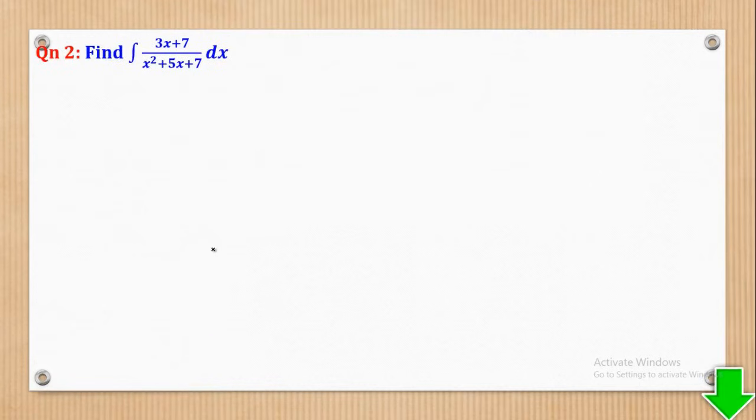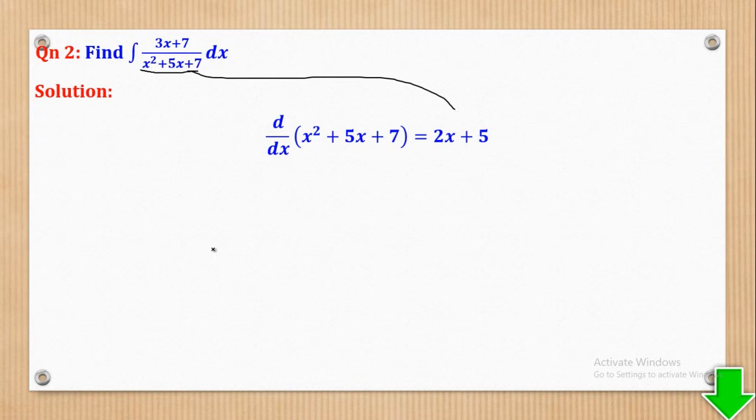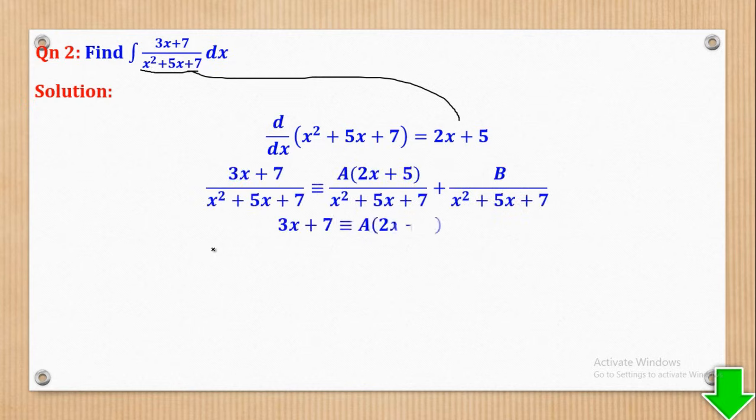So now we shall go to question 2. Question 2, they want to find this integral. So still do the same. First differentiate the denominator to come up with this. Then that means that the numerator is equivalent to a multiplied by the derivative plus b. Then choose any of the two methods.